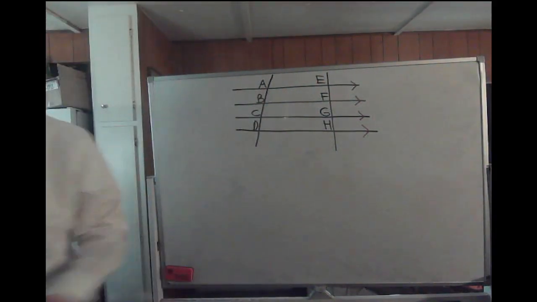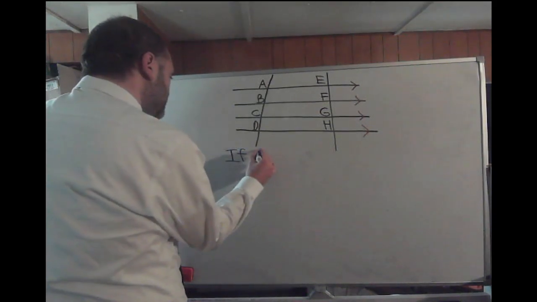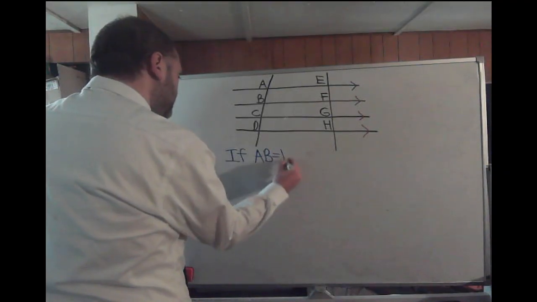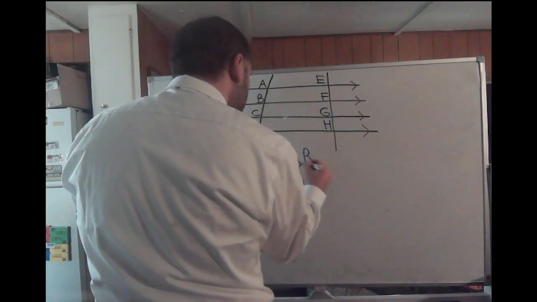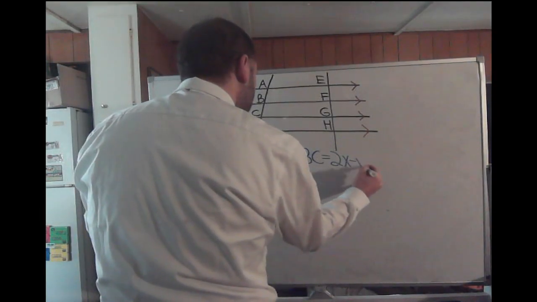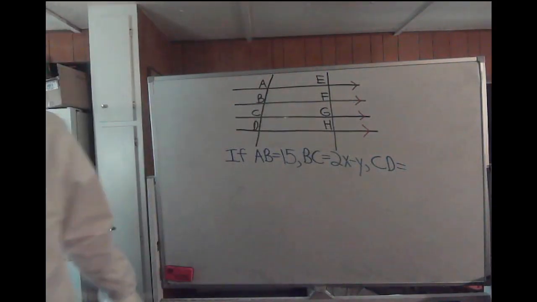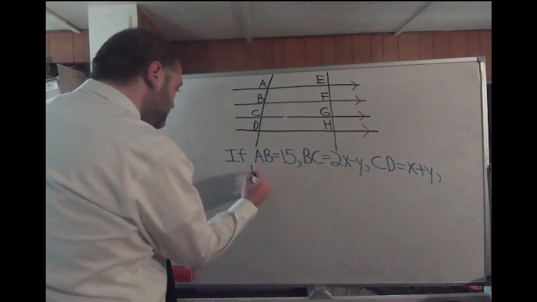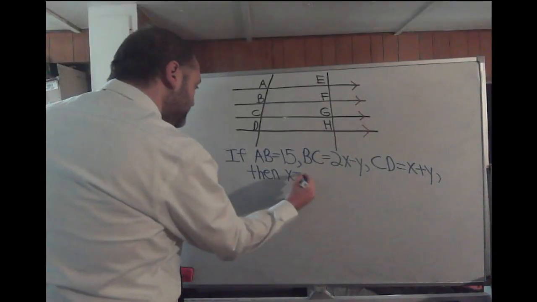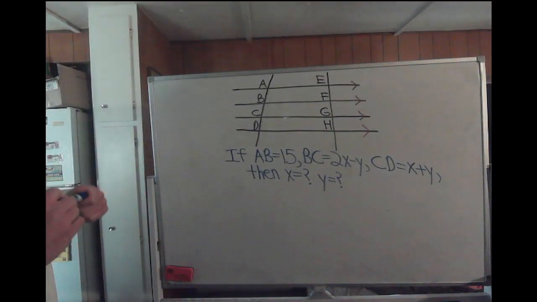All right, what do we got next? Two more. If AB equals 15, BC equals 2x minus y, CD equals x plus y, then x equals what, y equals what? So this time we have to solve for both x and y.